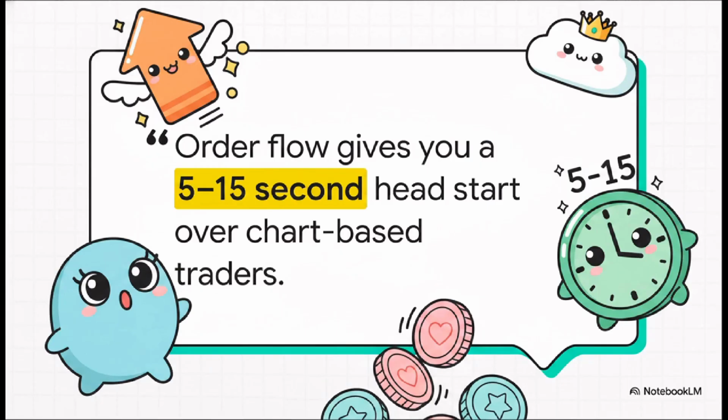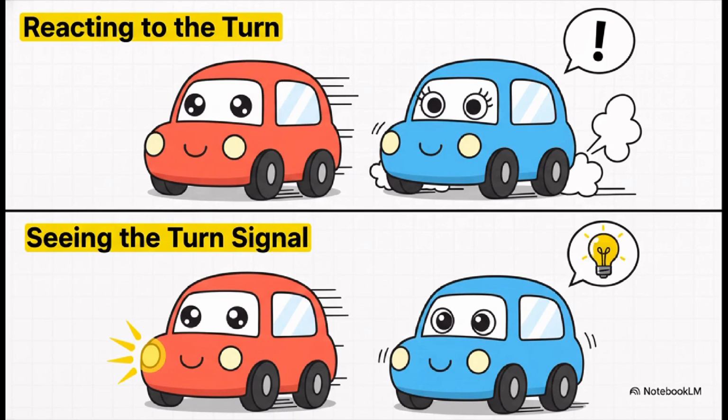By seeing the market's intentions unfold in real time, you can often get a head start of just a few crucial seconds over traders who are just waiting for a candle to close on their chart. And that tiny little window can make all the difference in the world. I love this analogy because it just sums it all up so perfectly. Traditional charting is like seeing a car make a turn and then trying to react to it. Order flow is like seeing the driver's intention, seeing that little turn signal start blinking before the car even starts to move. And that shift from reacting to anticipating is the real power here.